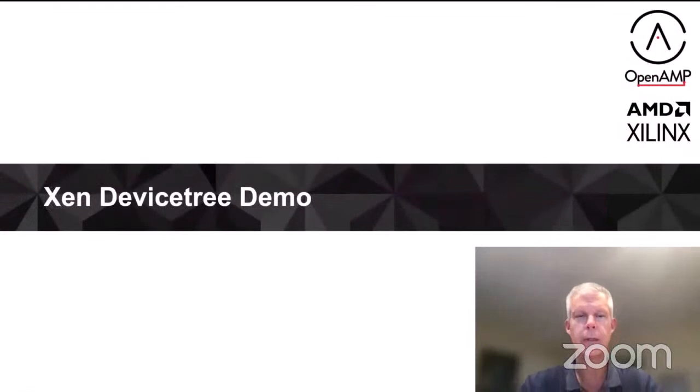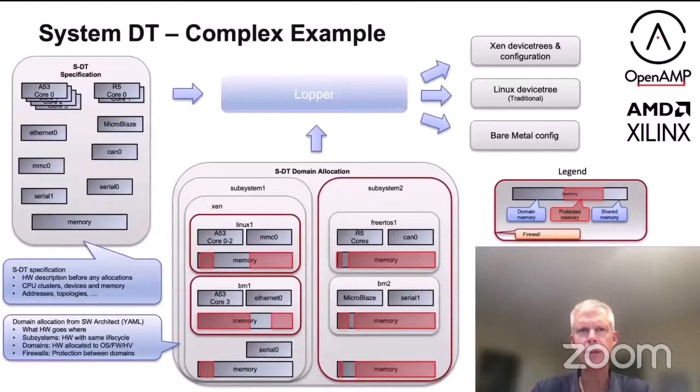Next demo is a little bit more advanced. We're going to look at the device trees for Xen, the embedded hypervisor. Before we get into what we're going to demonstrate, just want to show how system device trees can be used for some much more sophisticated examples.